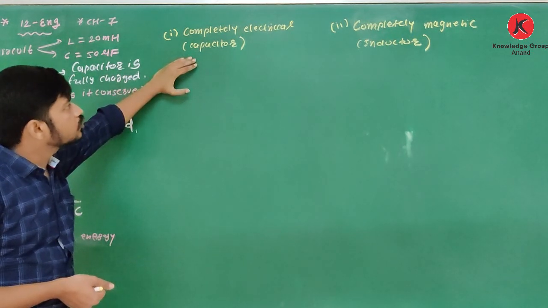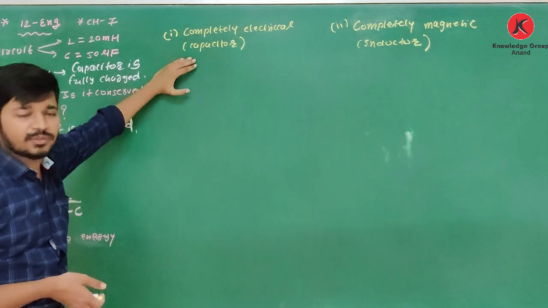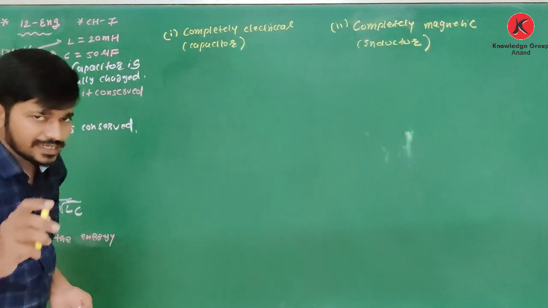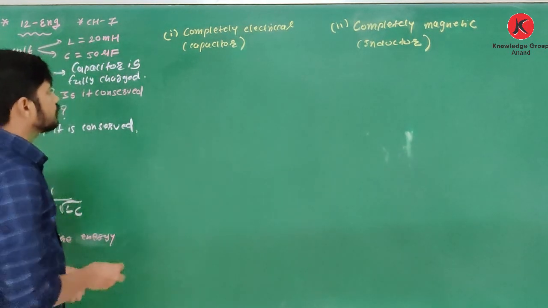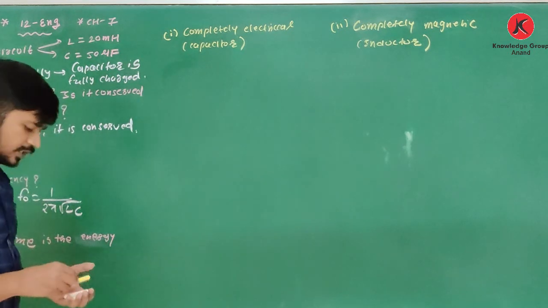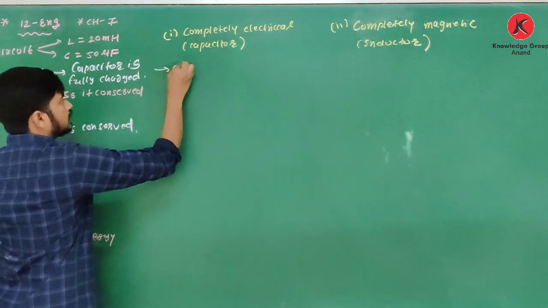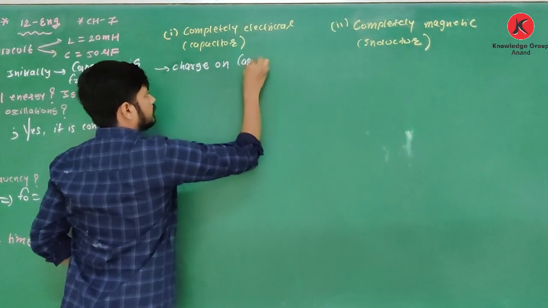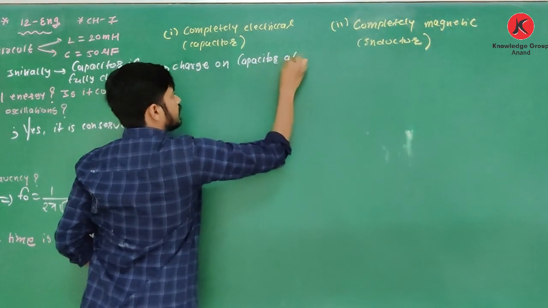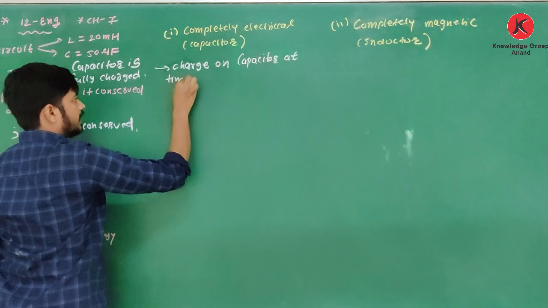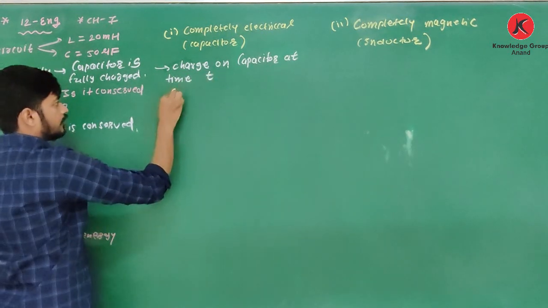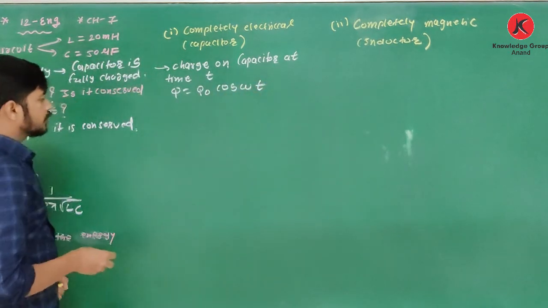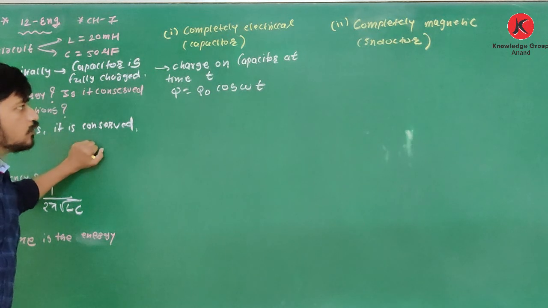So energy stored in the capacitor is completely, means maximum energy. Maximum energy means maximum charge. As initially the capacitor is fully charged, the charge on the capacitor at time t, its equation is Q is equal to Q0 cos omega t.